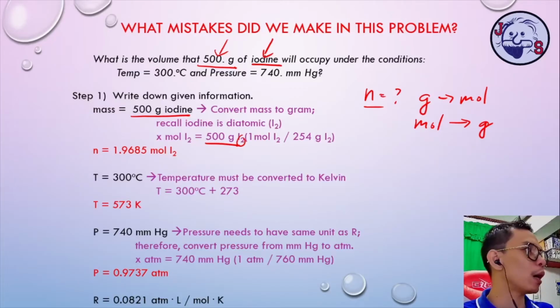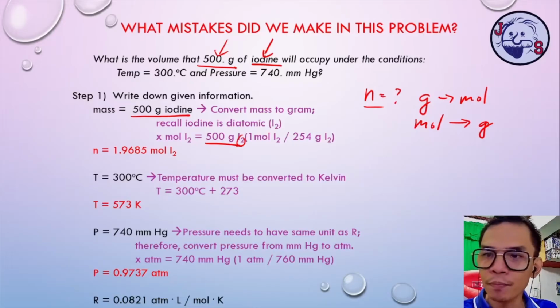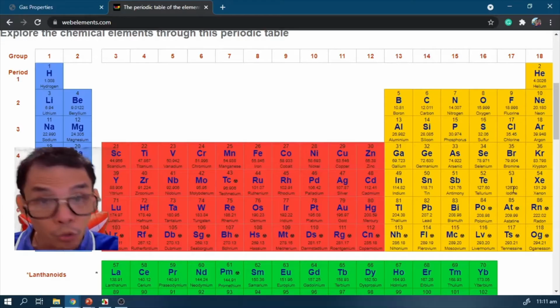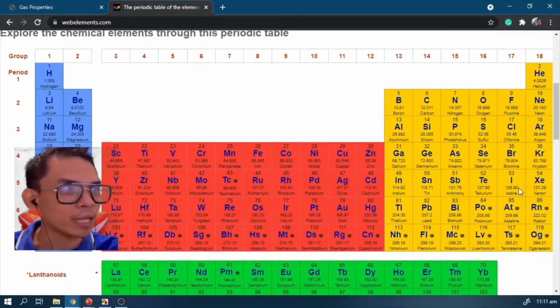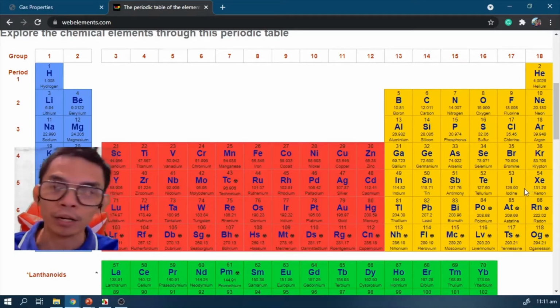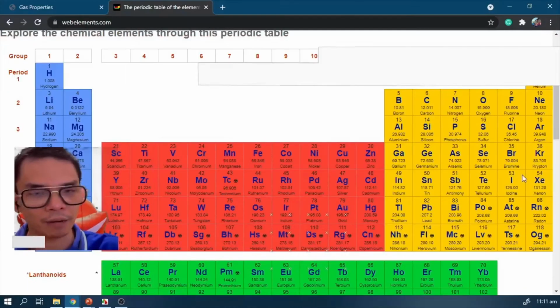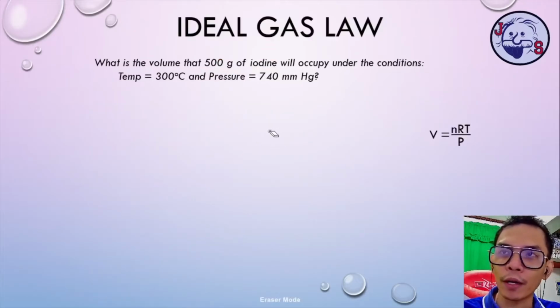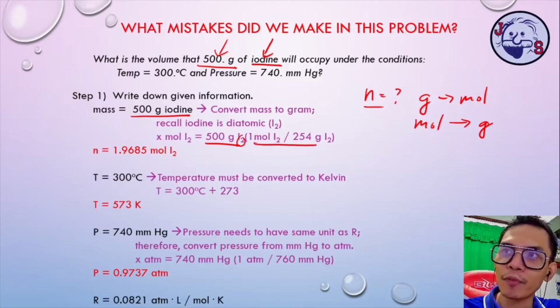If we take a look at our periodic table, the iodine is 126.90. So 126.90 times 2, you will get an estimated 254. So doing so, this will be the molar mass of I2.